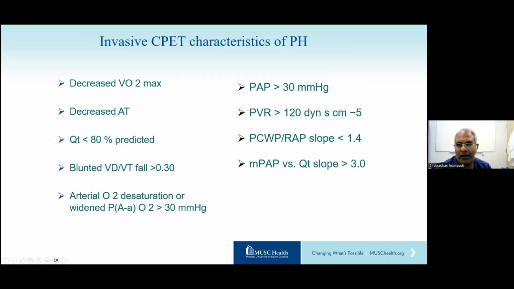Now, looking at it from a right heart cath parameter standpoint, a decrease in peak VO2 max also corresponds to a peak pulmonary artery pressure of greater than 30 millimeters of mercury, a PVR of more than 120, a pulmonary capillary wedge pressure to RAP ratio slope of less than 1.4, and a mean PAP to cardiac output flow slope of greater than 3.